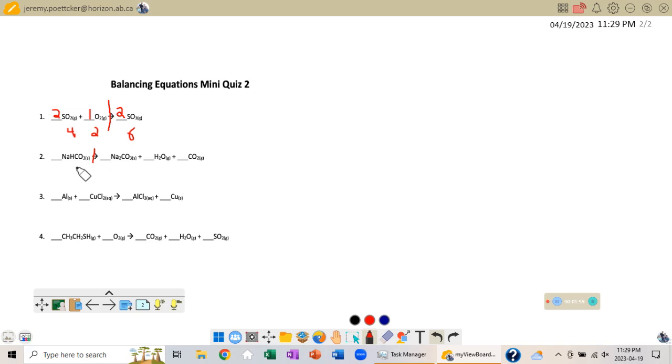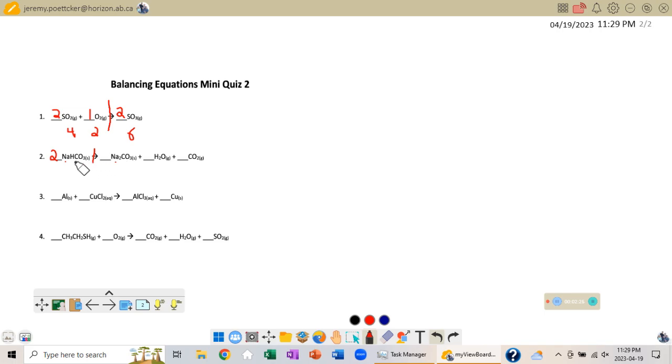This one thing is becoming somewhat simpler. First thing that I see is that I've got on the left-hand side 1 sodium, and on the right-hand side I have 2. So my first strategy is like, well, I know there's other stuff here, but let's try doubling this to start with. And then see where that takes us, because I need to have 2 sodiums. So now I've got 2 sodiums on each side.